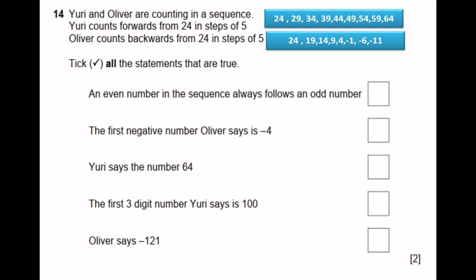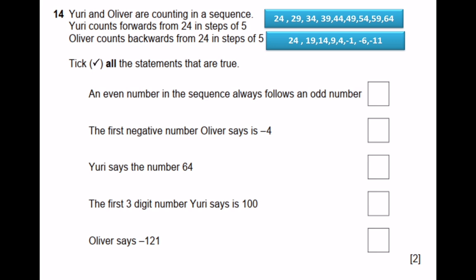So, question 1. An even number in the sequence always follows an odd number. Let's check the sequence. So step 1, you have to write your own sequence. Try to write a few numbers of each sequence so that you'll understand the relation. We have 24, 29, 34, 39. So yes. And why? Because here we have an odd number added to or subtracted from an even number. 24 is an even number. We add on it 5 each time. So that's why even, odd, and so on.